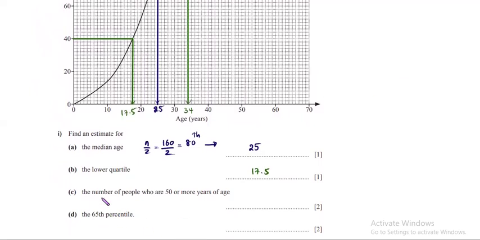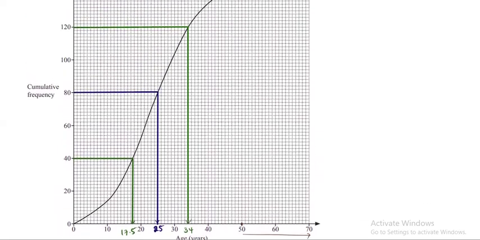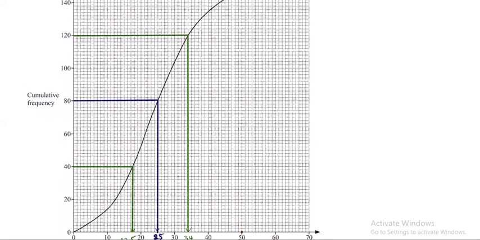Then the next one is find the estimate for the number of people who are 50 or more years of age. So in this case, the age is given. This is the x-axis which represents the age. So 50 or more means from 50 and everything above that. To find the number of people, instead of drawing the arrows from the x-axis to the bottom, we need to do it the other way around. So from here, I'm gonna draw a line up until I meet the curve that is given.